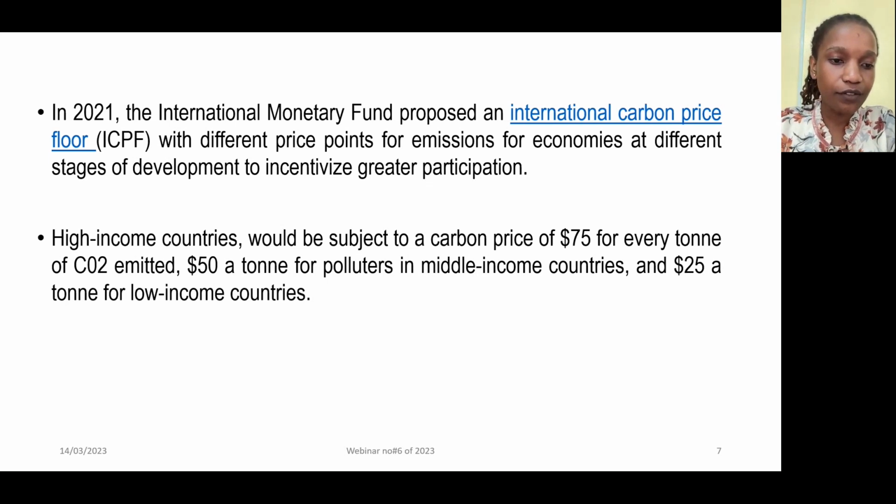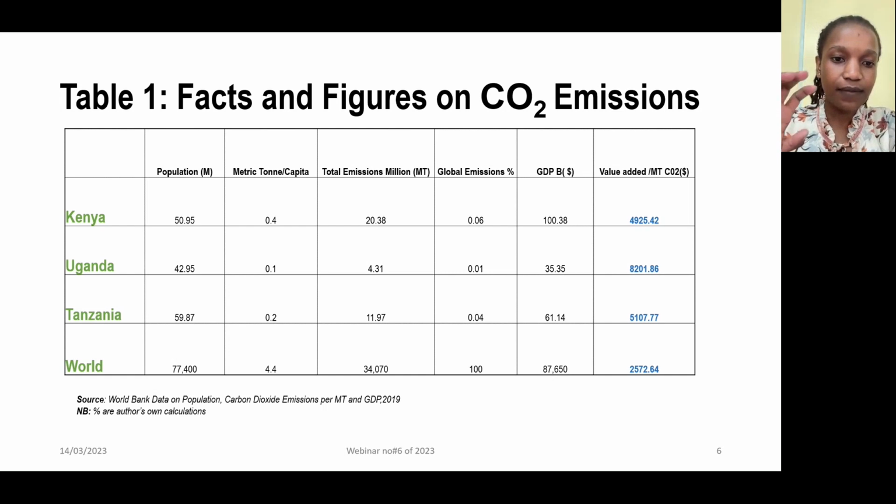This would mean, if we go back to our chart, for a country like Kenya, with data collected from 2019, Kenya might have to pay an approximate of $500,900,000 for the carbon price. That is data from 2019.